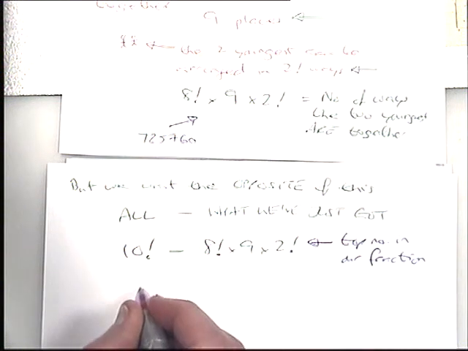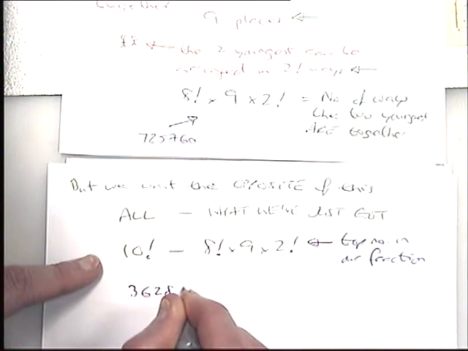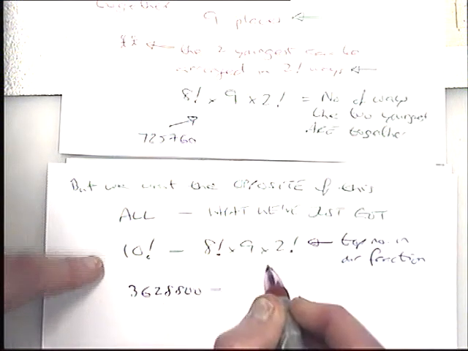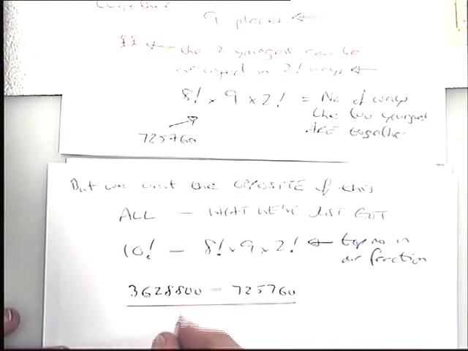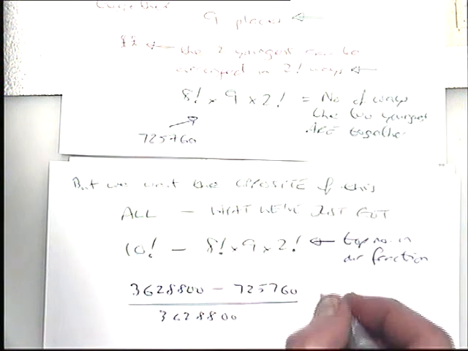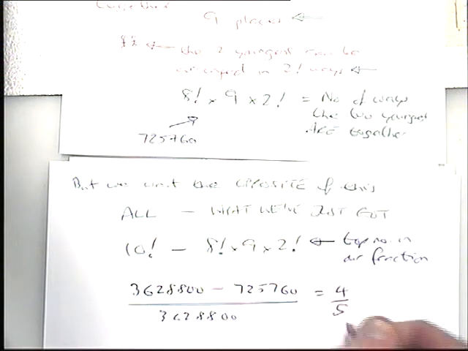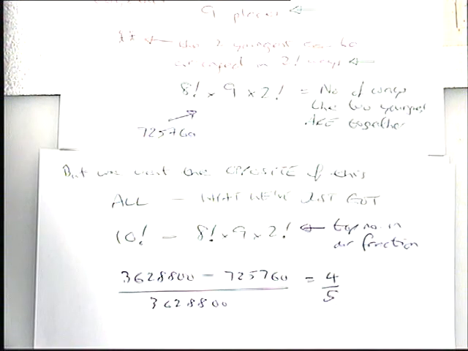Okay, so we've said the top number is going to be 10 factorial, which we said earlier was that number, minus that, and the bottom number was that number. If you put that in your calculator and press all the right buttons, you should end up with a very nice answer: 4/5. Yeah. So the probability they are not together is 4/5. I'm going to pause the video at that point.